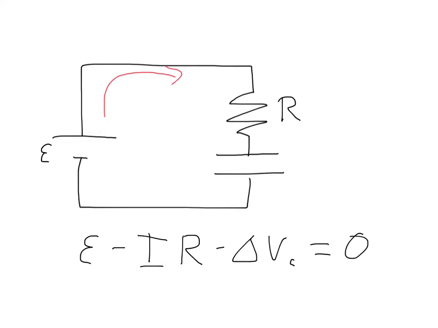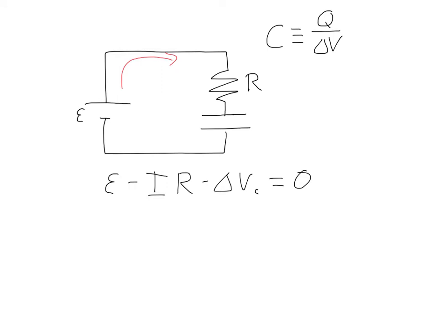Now we also remember from the definition of capacitance that it is defined as the charge on the capacitor divided by the potential difference across that capacitor. So I'm going to do that to substitute into this equation. So now rewriting this, we have the potential of the battery minus the potential drop over the resistor. And now we include the charge on the capacitor at some time divided by the capacitance itself equals 0.